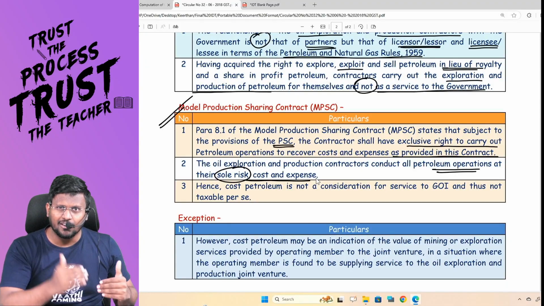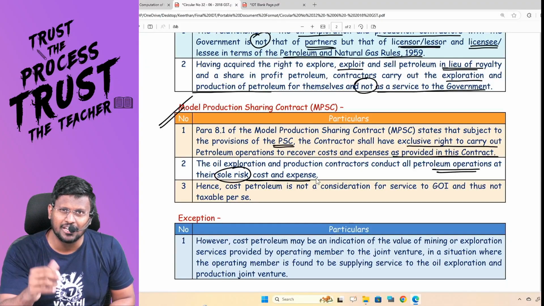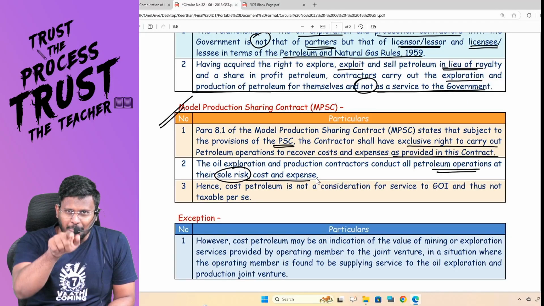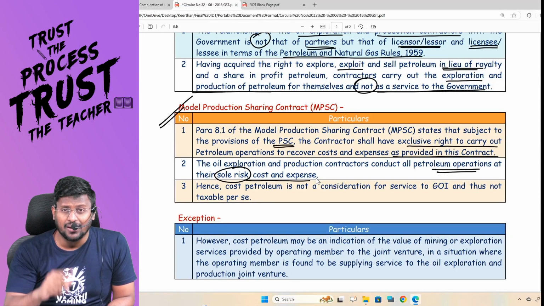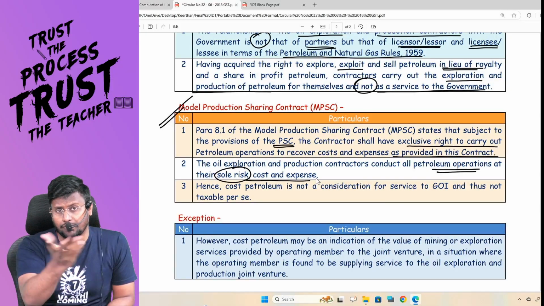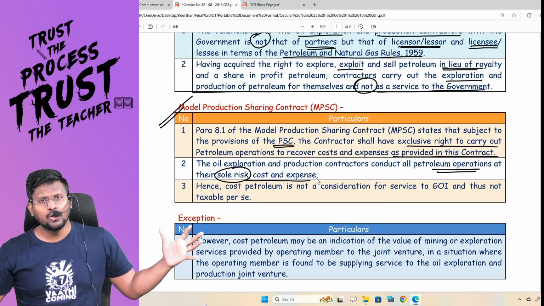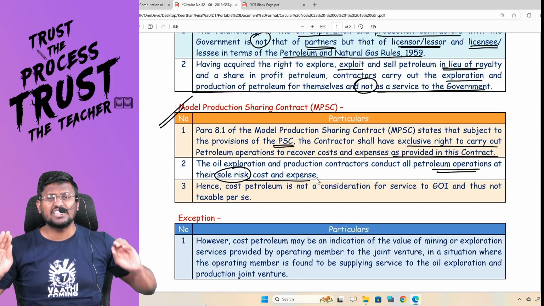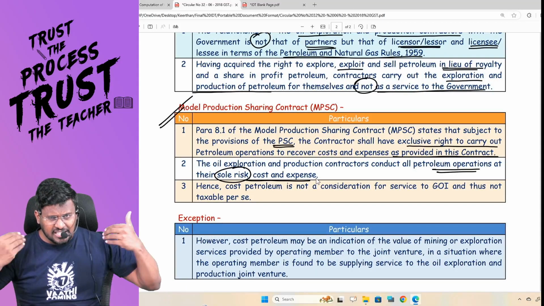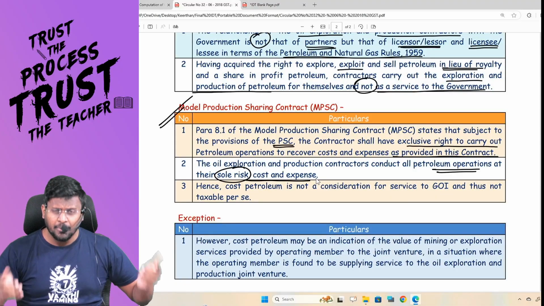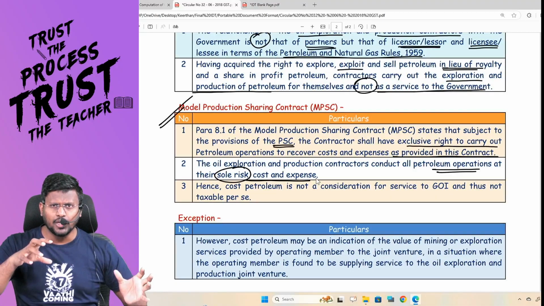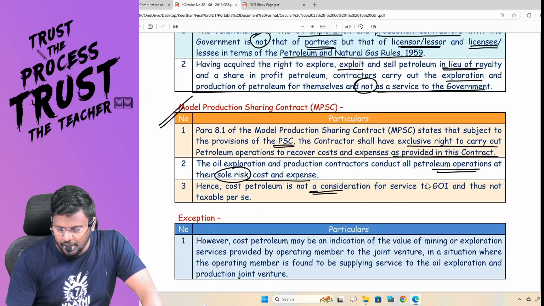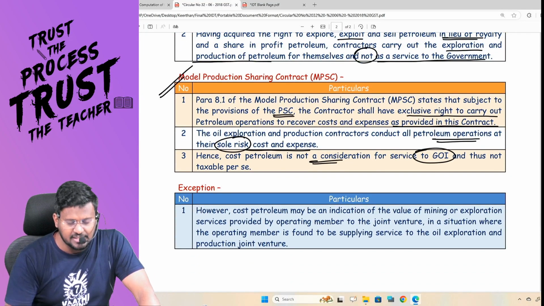If there is any profit, up to whatever costs you have incurred, you can recover. The balance is called profit petroleum. In that profit petroleum, the central government needs a share. That share will not be set at the end of the contract, saying, wow, superb mining, now we will ask for 90%. No, such cheating will not be there. At the start itself, they will say that if there is any profit petroleum, you have to share 50-50, 60-40, 40-60, like that. Hence, cost petroleum is not a consideration for service to the government of India and thus not taxable per se.